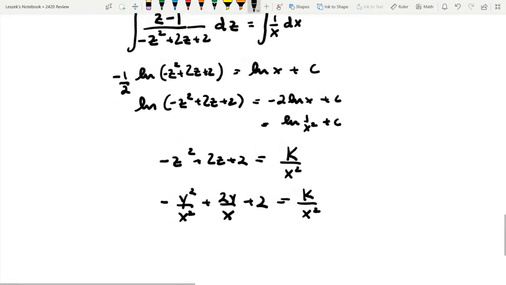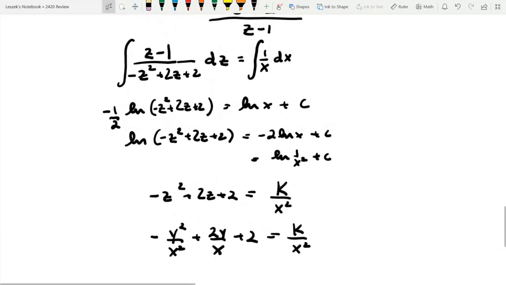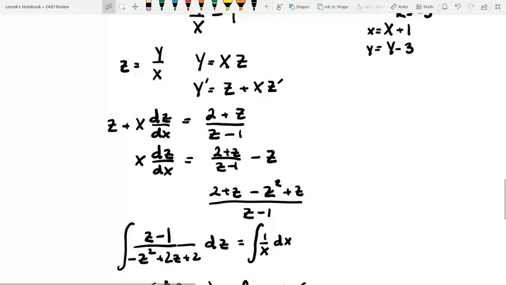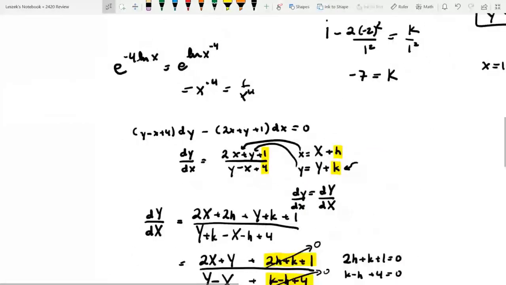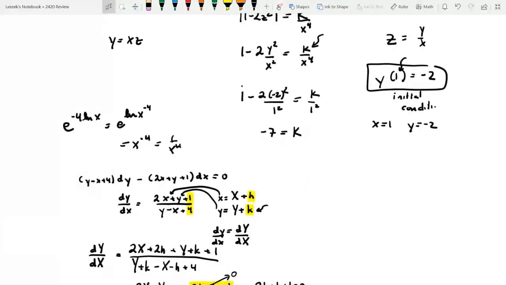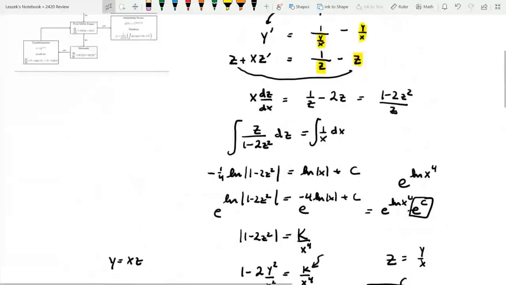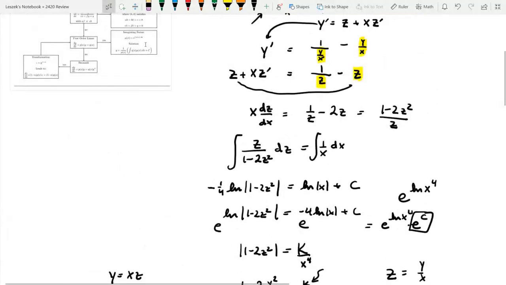All right. So shift to homogeneous. It was on your paper exam review, so I thought I would do an example. All right. Let us go back to the flow chart to see what's next.